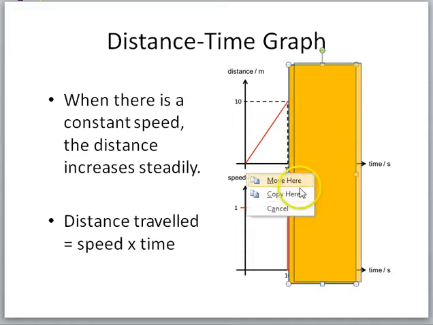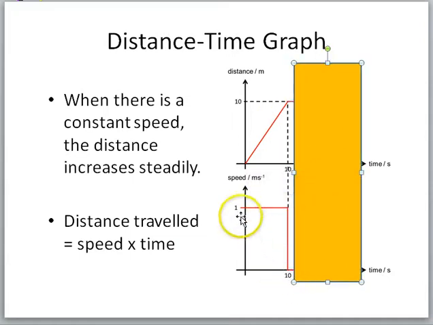Now, how do we know what's the distance traveled? I know the object has traveled at 1 meter per second for 10 seconds. So what's the distance traveled? At the end of the 10 seconds, the distance traveled is equal to 10 meters, because my speed is 1, but my time is 10 seconds. So after 10 seconds, my object must have traveled 10 meters. So I know from 0, it has increased all the way to 10.